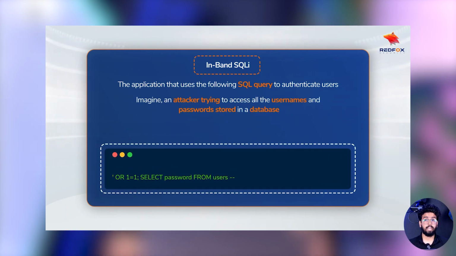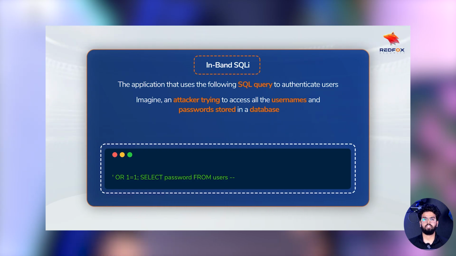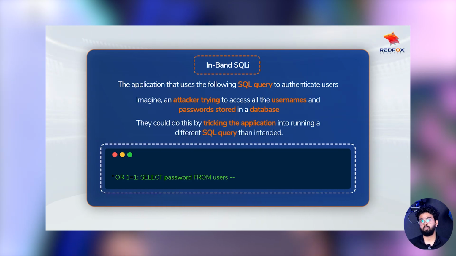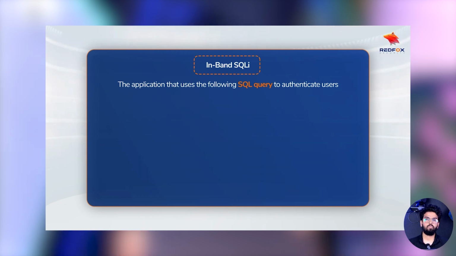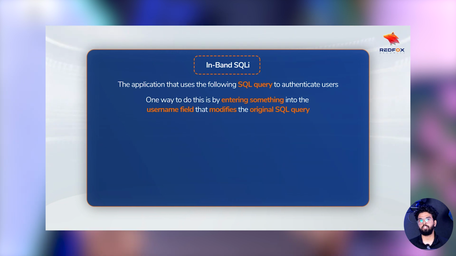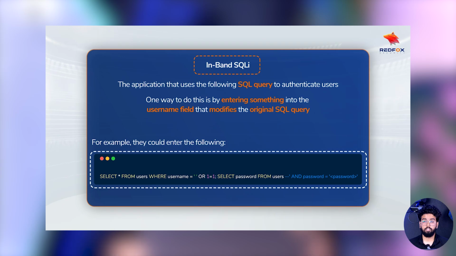Imagine an attacker trying to access all the usernames and passwords stored in a database. They could do this by tricking the application into running a different SQL query than the one that was intended. One way to do this is by entering something into the username field that modifies the original SQL query. For example, they could enter the following code as shown on the screen.